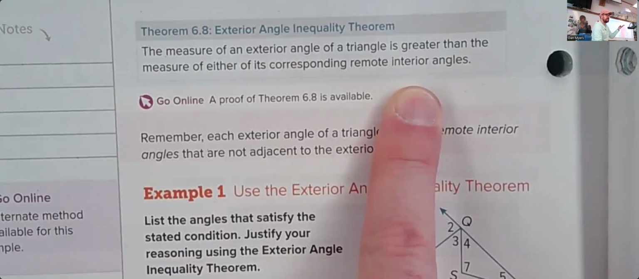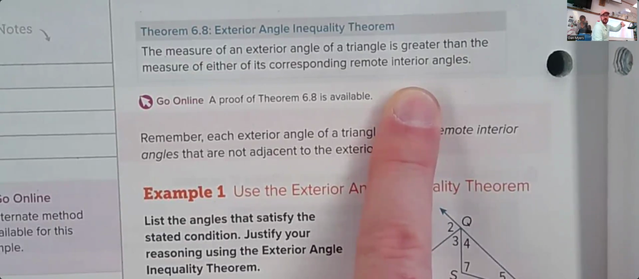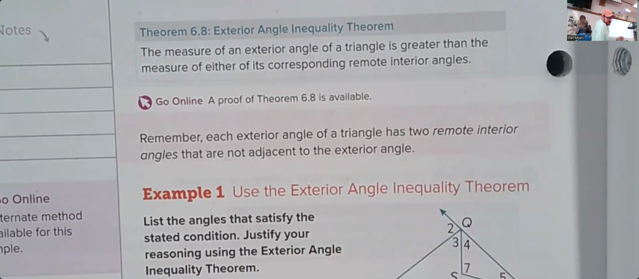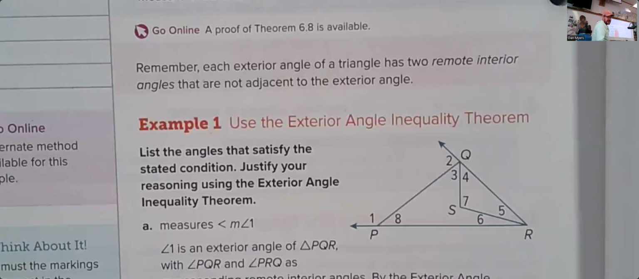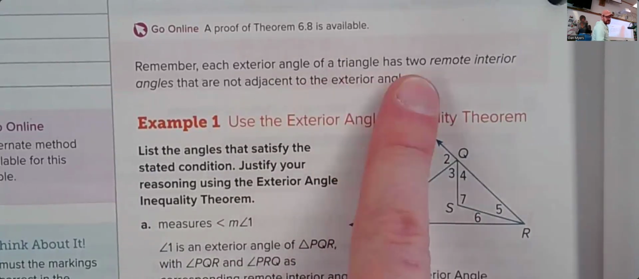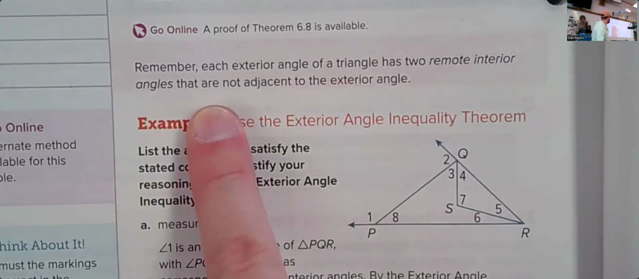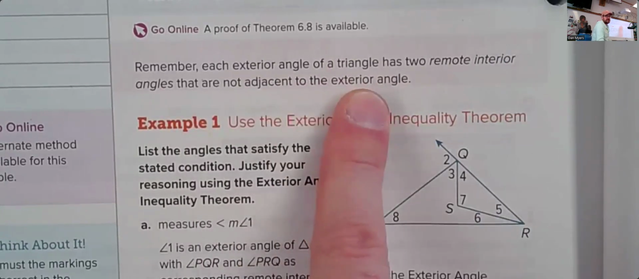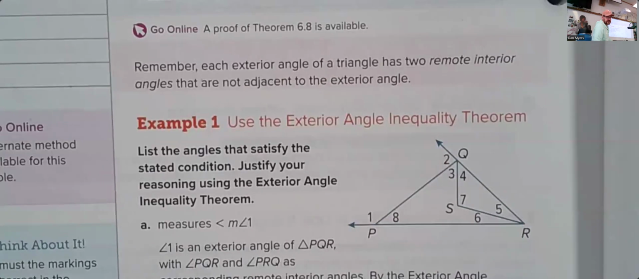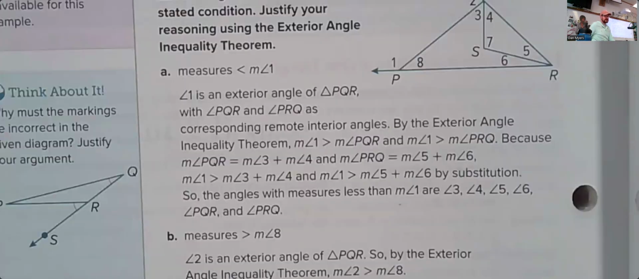Right? If the exterior angle is 100, and the two remote interior angles, one of them is 70 and one of them is 30, both 70 and 30 are less than 100. That's what we're saying here. That makes sense. So remember that each exterior angle of a triangle has two remote interior angles that are not adjacent to the exterior angle. That's what we reviewed in that little warm-up. So let's move along to example 1. Example 1 says to list.